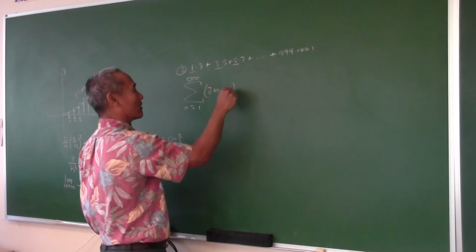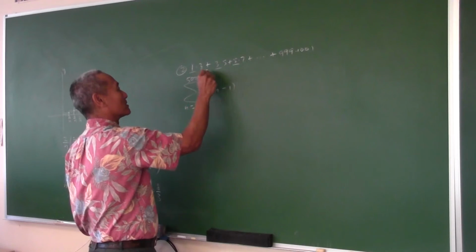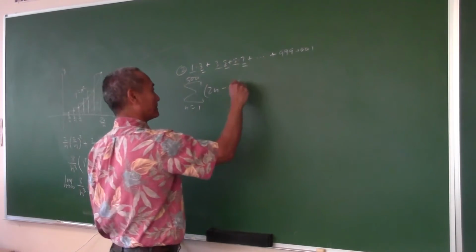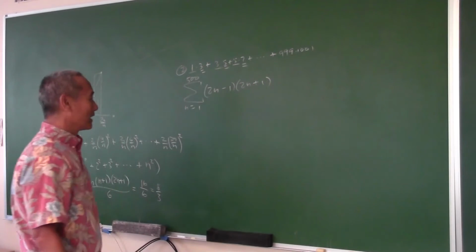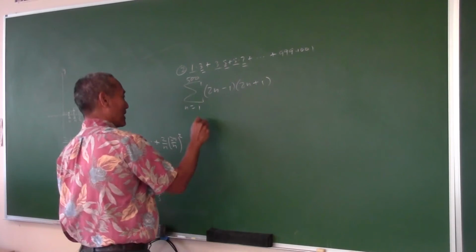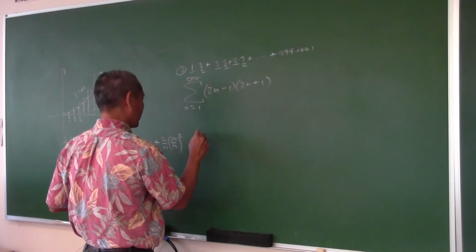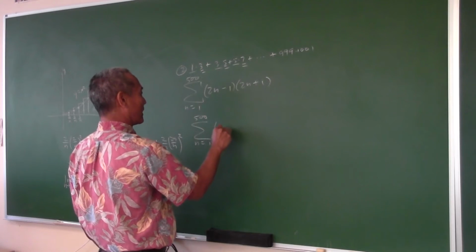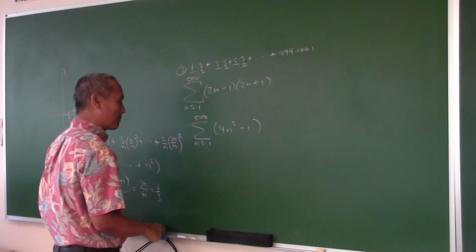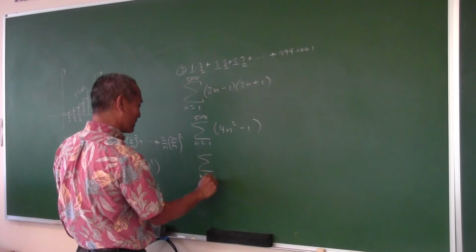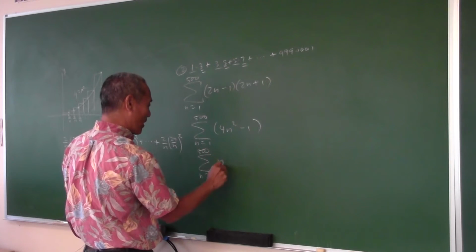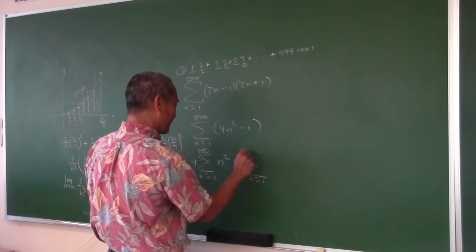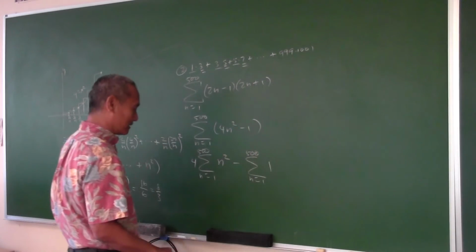Okay, now how do you generate the numbers 1, 3, 5? 2n minus 1, arithmetic, right? How do you generate the numbers 3, 5, 7, and so forth? That would be 2n plus 1, another arithmetic. Okay, and then you multiply that. So what is that? 4n squared minus 1. Separate that into separate sigmas. n equals 1 to 500, 4n squared, but you can put the 4 on the outside, minus the sum from n equals 1 to 500 of 1.